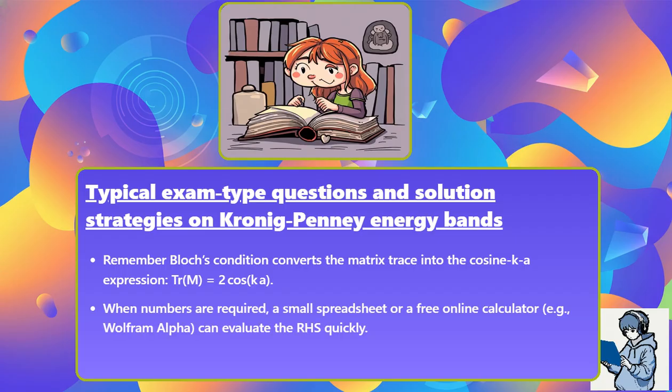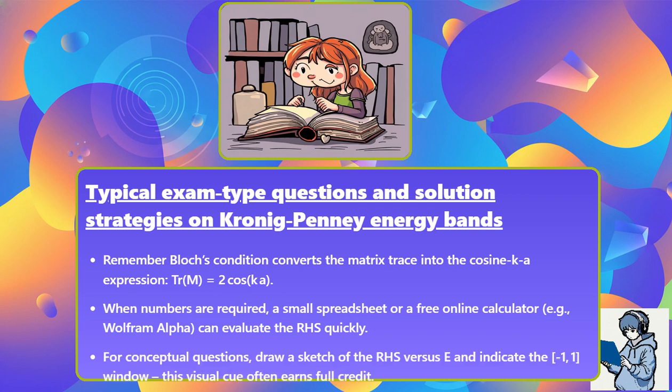When numbers are required, a small spreadsheet or a free online calculator, for example Wolfram Alpha, can evaluate the right-hand side quickly. For conceptual questions, draw a sketch of the right-hand side versus E and indicate the -1 to 1 window. This visual cue often earns full credit.